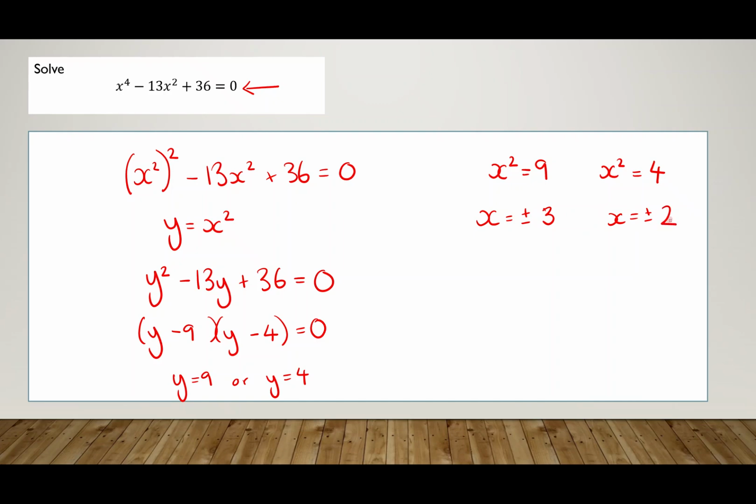Now remember that you can check your answers by substituting them back into the original and making sure that they do indeed give you what you expected. So for example, if we were to choose x equals 3, we could substitute this back into the equation and just make sure that yes, it does equal 0. And we're happy that that is the solution. So do check your answers at the end. It's a really good strategy for your exams.